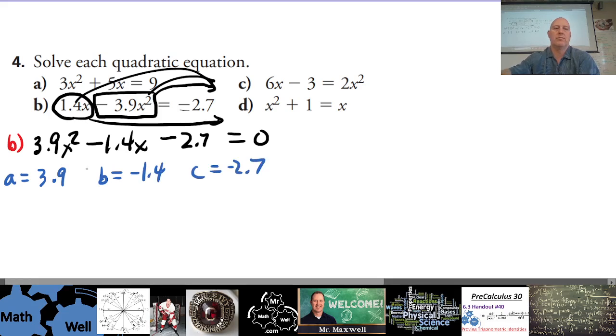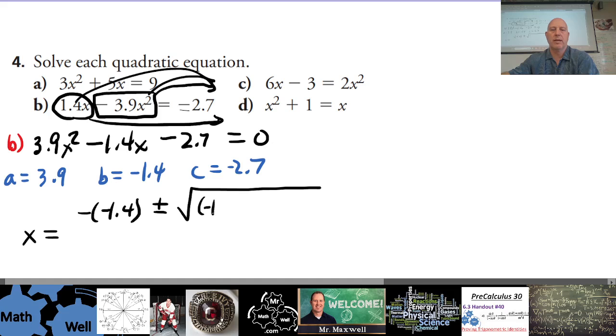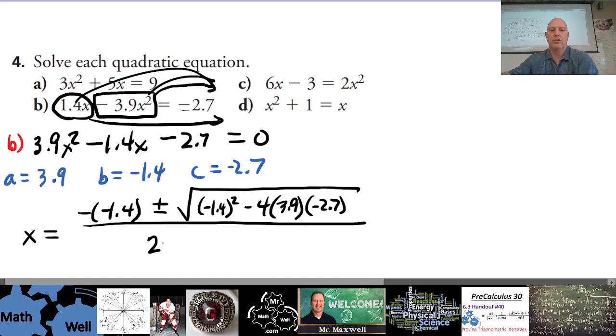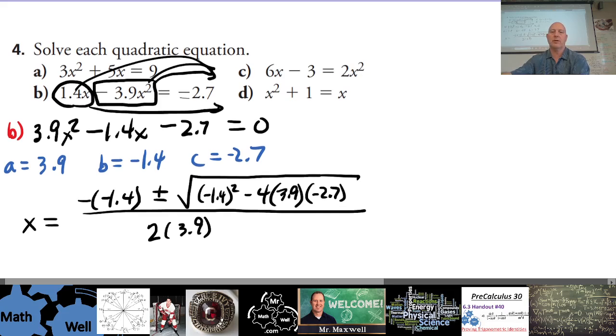Plug them into your trusty formula. So it's going to be negative 1.4. It's going to be a positive, right, when it's all simplified. Plus or minus the square root of negative 1.4 squared minus 4 times A is 3.9. C is negative 2.7. All over 2 times positive 3.9. And then you get on your calculator and see what it does. And yes, you can use decimals here. Decimal answers, no problem.